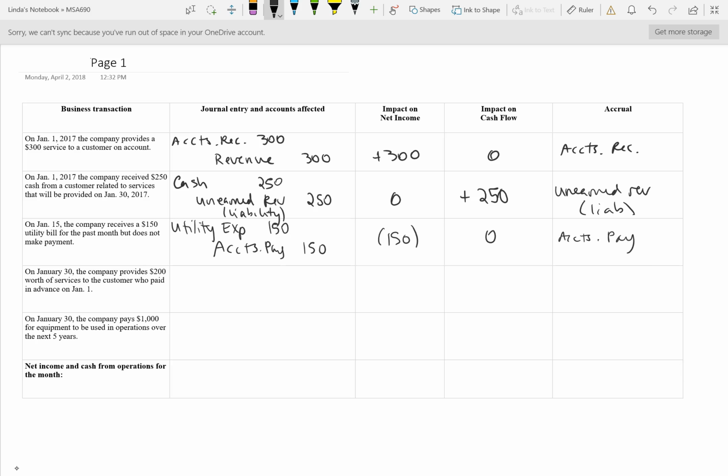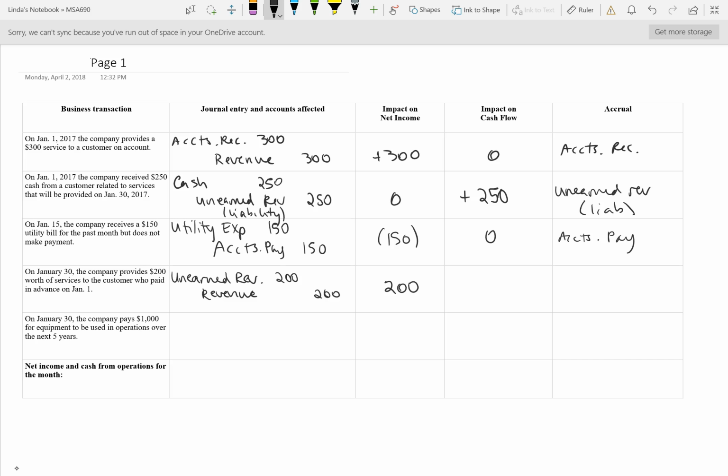On January 30th, the company provides $200 worth of services to the customer who had paid in advance on January 1st. This customer had prepaid, and now time has passed and we are actually providing the services. So therefore, we want to record the revenue, but we're not receiving more cash from this customer. The customer prepaid. What we want to do is release that accrual, that reserve. So we decrease the liability account unearned revenue for the amount of services which we provided.